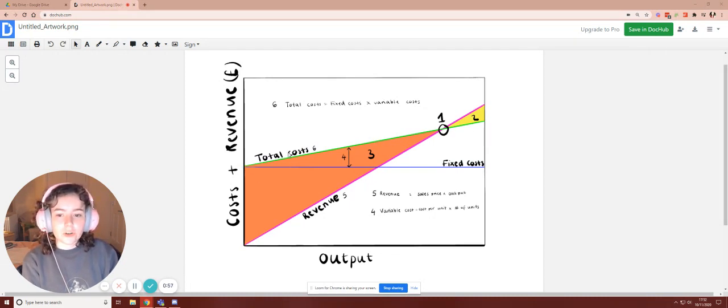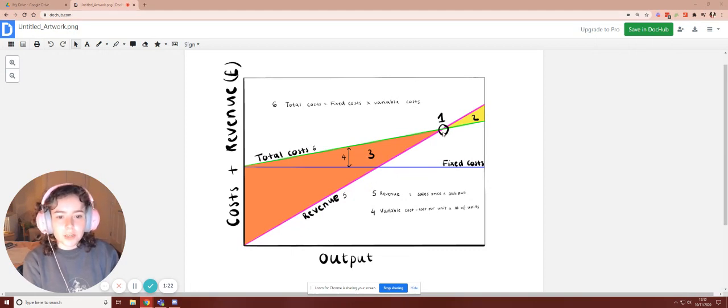This green line is total cost. So this is the fixed cost plus this increment here. And this increment is variable cost. So that's the cost per unit times the number of units. So you have your normal business costs here, and then your variable costs are the costs of your stock that you're buying. And that is just the fixed cost. Sorry, this should be a plus the variable costs. We're adding them together here, sorry, not timesing them.